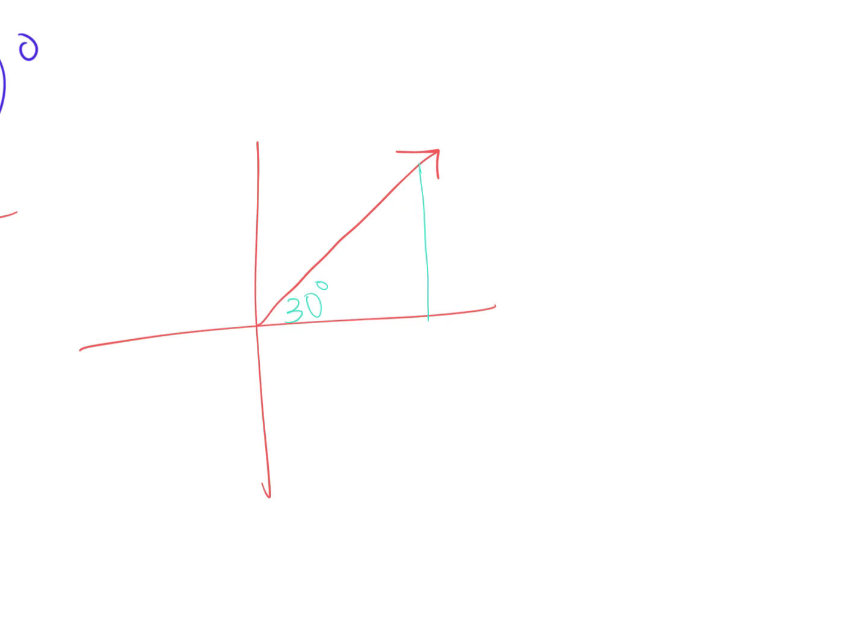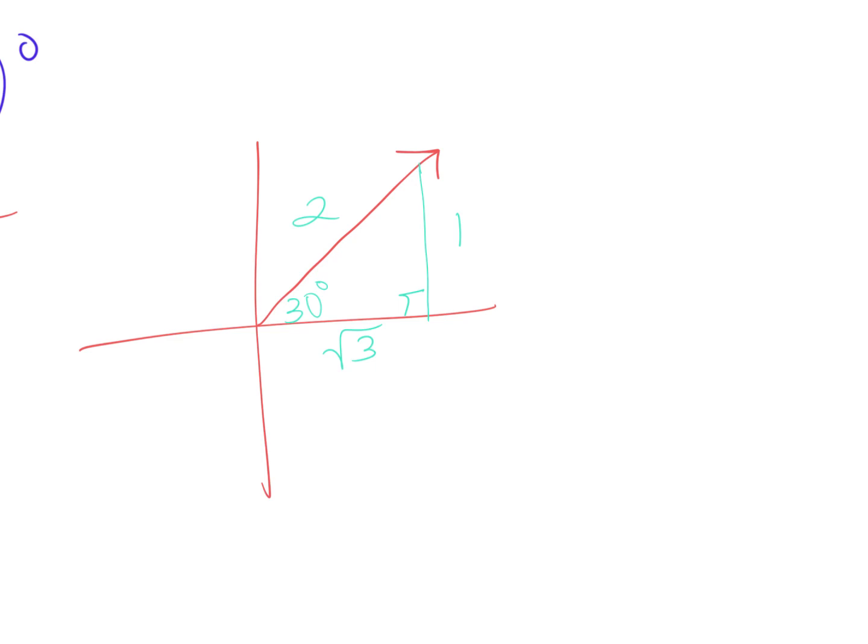So what is my pattern for a 30, 60, 90? What's across from the 30? 1. What's across from the hypotenuse? 2. What's across from the 60? Square root of 3. Good. We're in the first quadrant, so I know everything is positive.